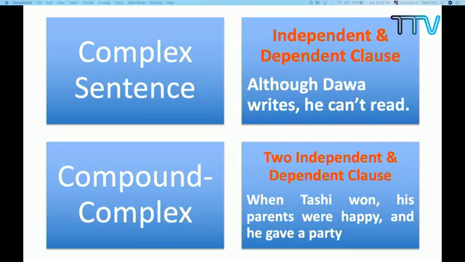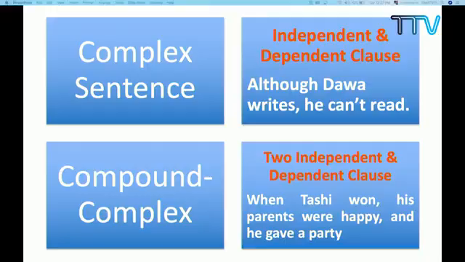So, if you look at this, how many independent clauses are there? There are two. The first one is his parents were happy. The second one, he gave a party. So, you see, there are two independent clauses. And is there any dependent clause? Yes, there is one dependent clause: when Tashi won. So if you look at this whole sentence, you will find that there are two independent clauses and one dependent clause. So such a type of sentence is called compound complex.